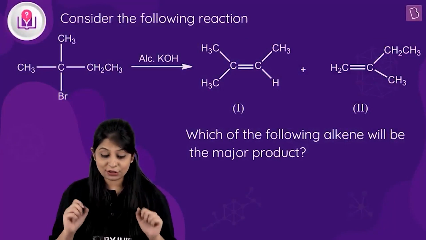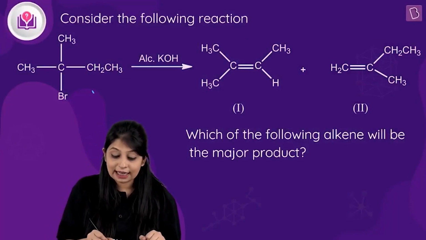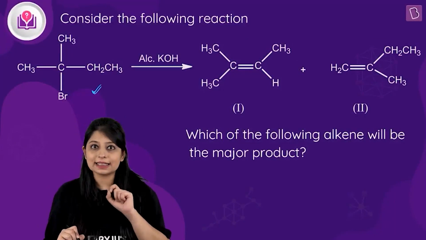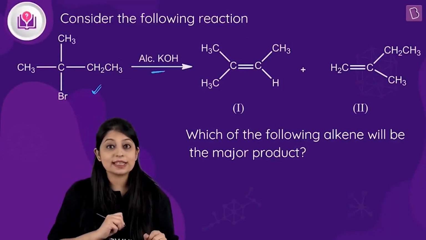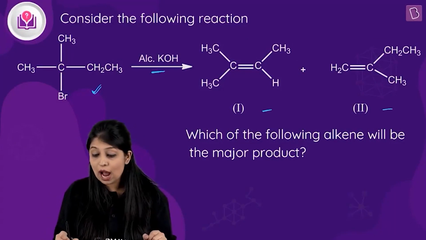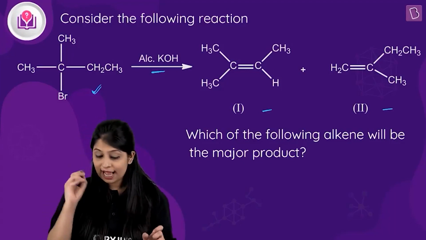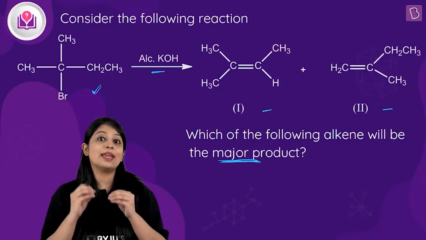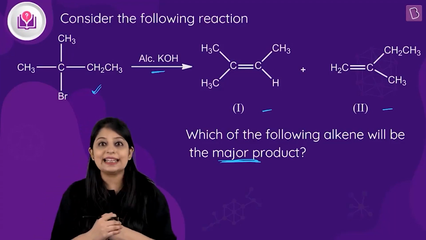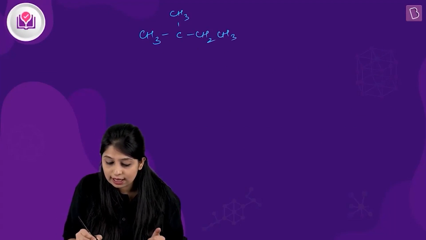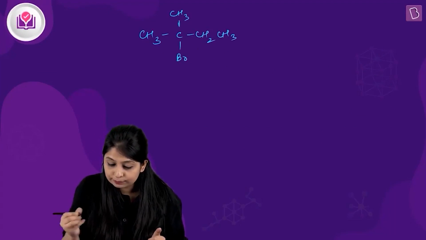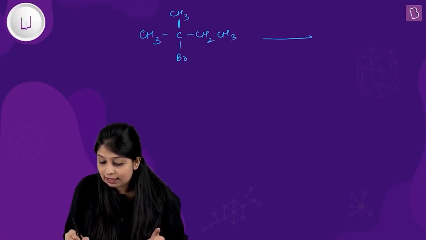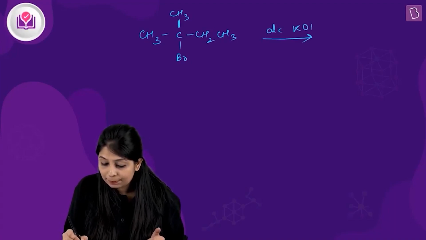So we have a reaction in front of us in which alkyl halide is our reactant, right? And alcoholic KOH is the reagent, and we are getting 2 alkenes as products. And we have to find out which is the major product out of these 2 alkenes. Okay, so let's have a look at the reaction first. So we have an alkyl halide, CH2, CH3, and Br on carbon 2, right? So in the presence of alcoholic KOH, what happens?